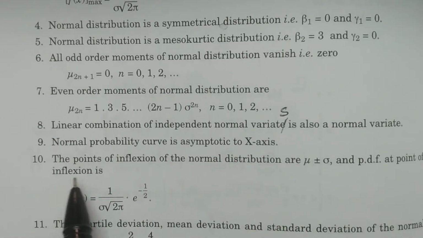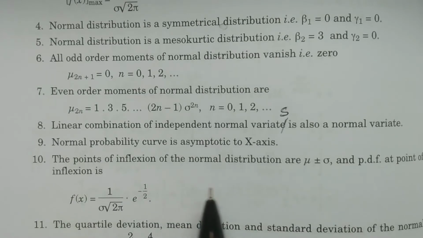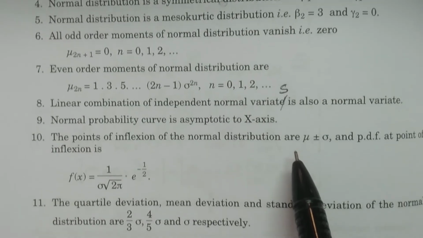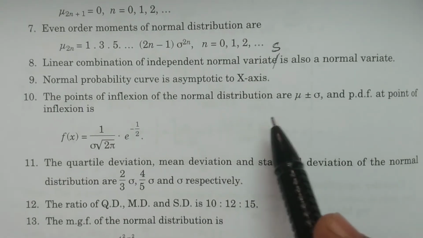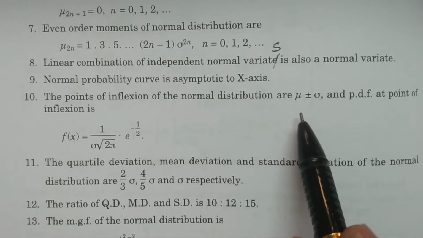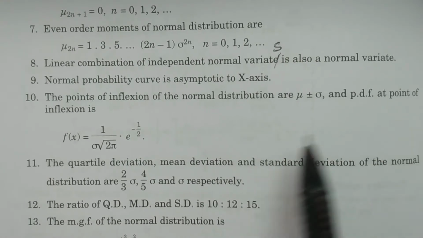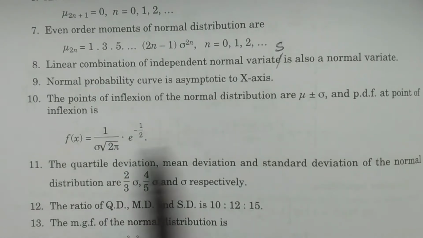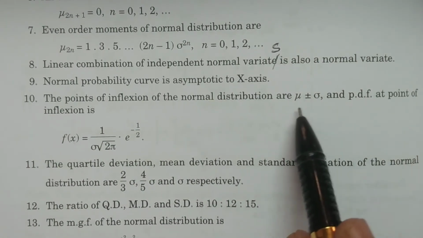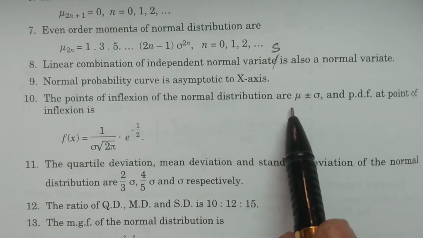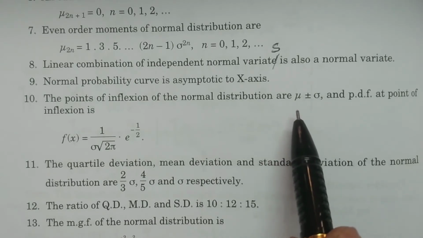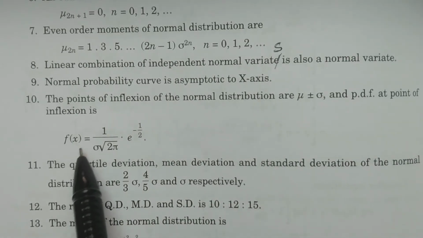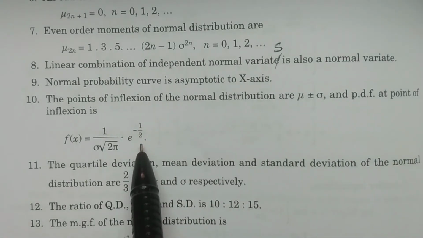Next one, the points of inflection of the normal distribution are mu plus or minus sigma. The PDF at the points of inflection, which are f of x, if you substitute x is equal to mu plus sigma or mu minus sigma, both the values, you will get the same f of x, that is 1 by sigma root 2 pi into e power minus 1 by 2.